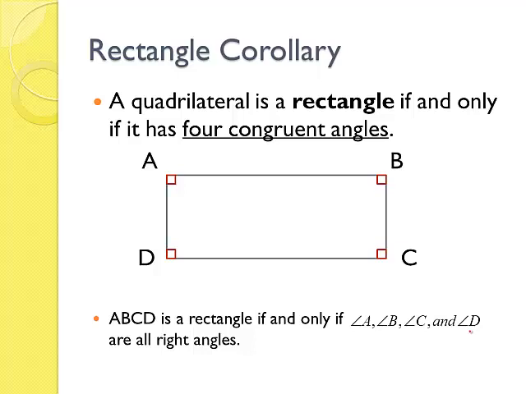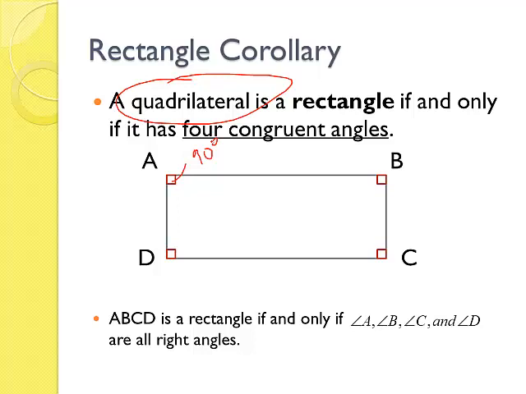A rectangle, again, is a quadrilateral that has 4 congruent angles. So, 4 congruent angles, not pertaining to sides. And if it has 4 congruent angles, remember, with 4 sides, a quadrilateral, 4 congruent angles means each one of the angles has to measure 90 degrees. That's why it's labeled 90 degrees. So, ABCD is a rectangle if and only if angle A, angle B, angle C, and angle D are all right angles, or are congruent angles.